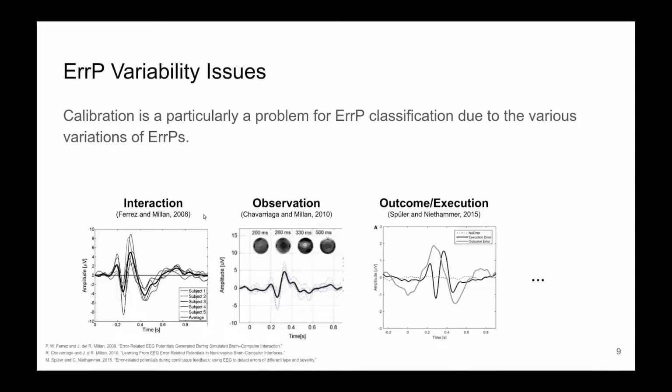Outcome is elicited when the goal of an action is not achieved. Execution is essentially just the continuous version of interaction. So when the interface is continuously outputting the wrong action or the action we didn't input. And then there are a few more out there, ones like feedback-related potential, that are not listed here, but not incredibly relevant at the current moment.